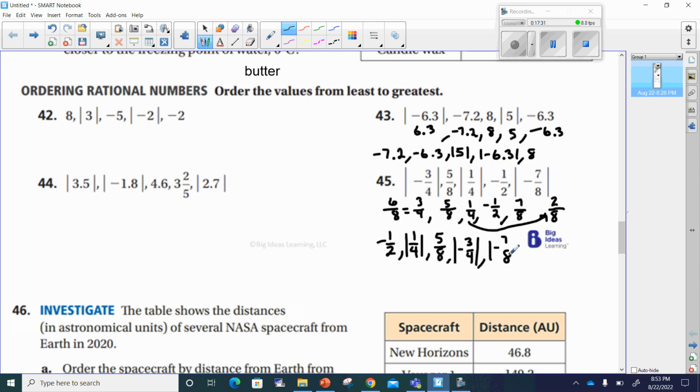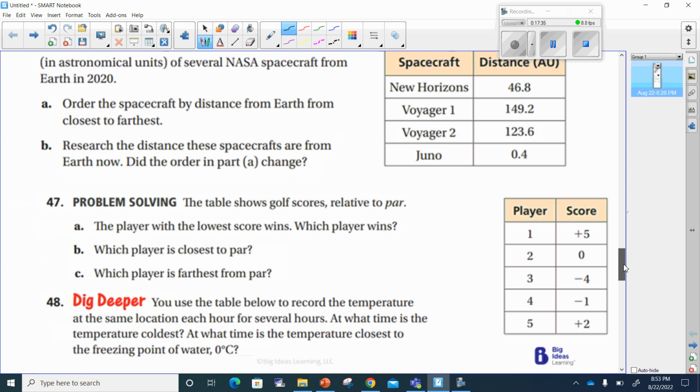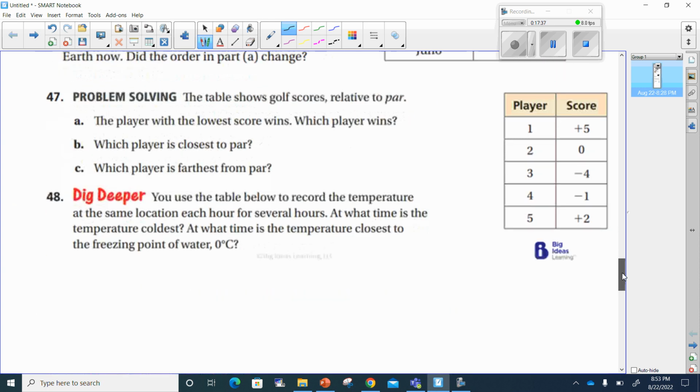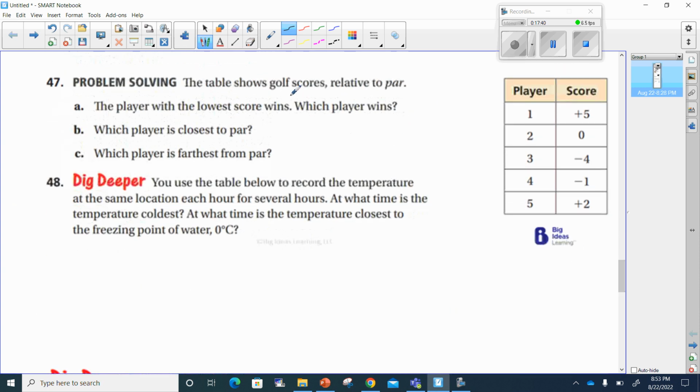And that's the order of number 45. Let's go on to 47. Problem solving. The table shows golf scores relative to par. The player with the lowest score wins. Okay? The player with the lowest score is going to win. All right? Which player wins?